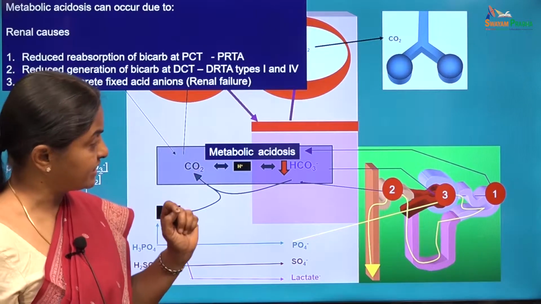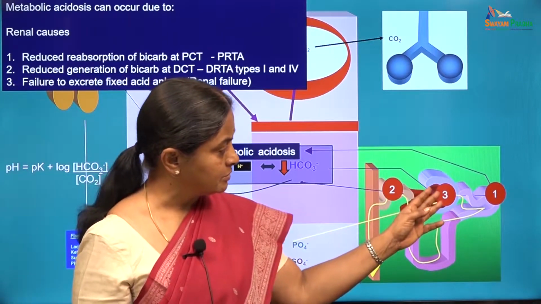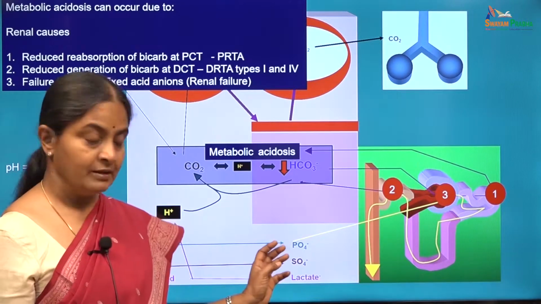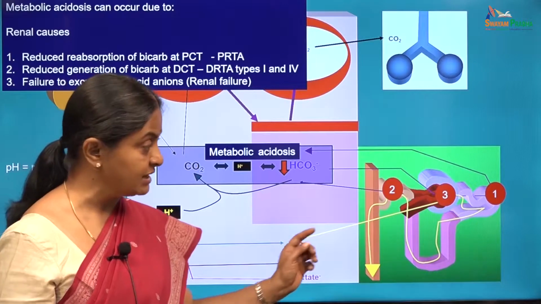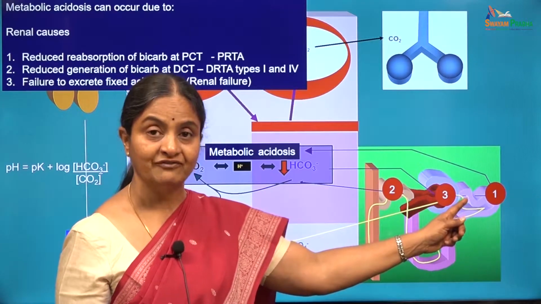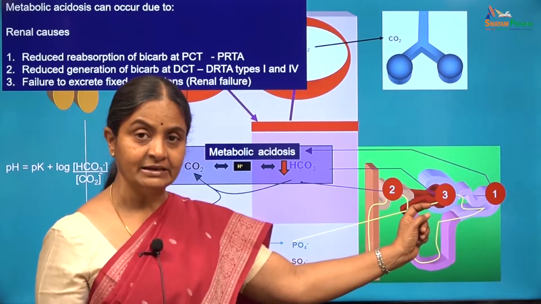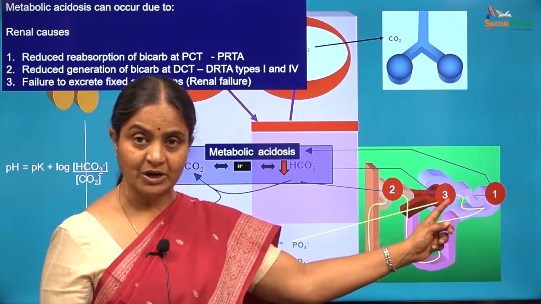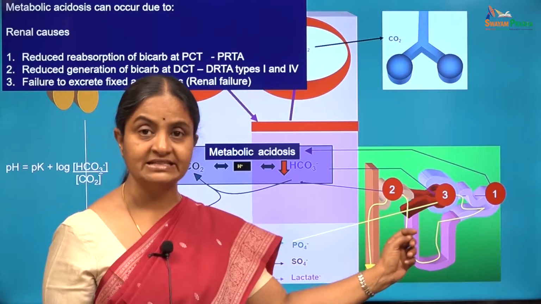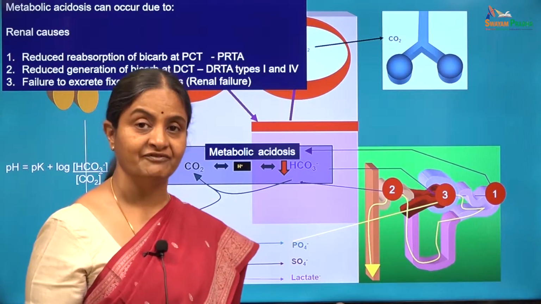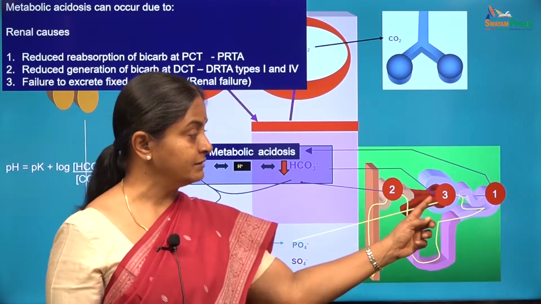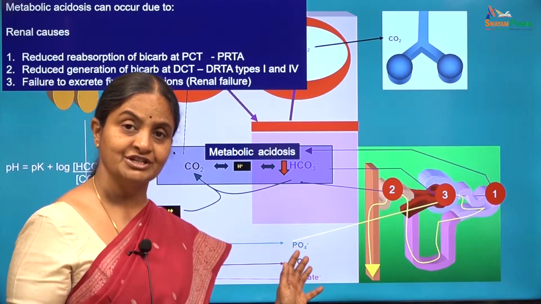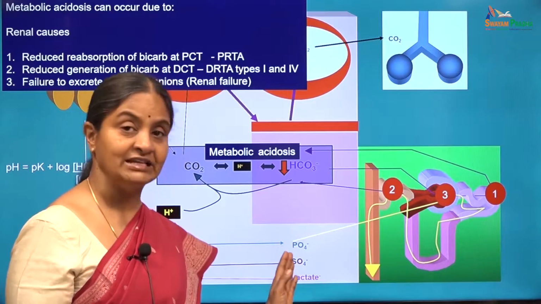A third major function of the kidney is to filter the fixed acid anions and eliminate them unreabsorbed. Therefore, elimination of the fixed acid anions depends on normal glomerular filtration. Renal failure is by definition a reduction in glomerular filtration rate. The normal is 125 ml per minute. If it reduces to less than 60 ml per minute, the condition is called renal failure. And in renal failure, filtration of fixed acid anions is going to be low because the glomerular filtration rate itself is low, and therefore they will be held back in plasma.